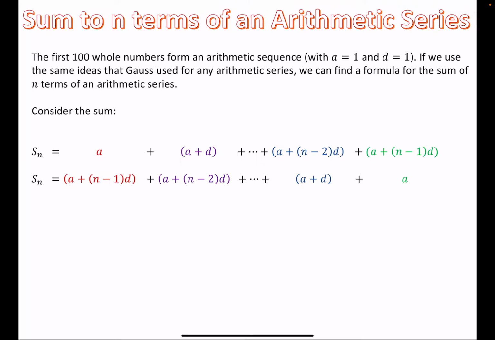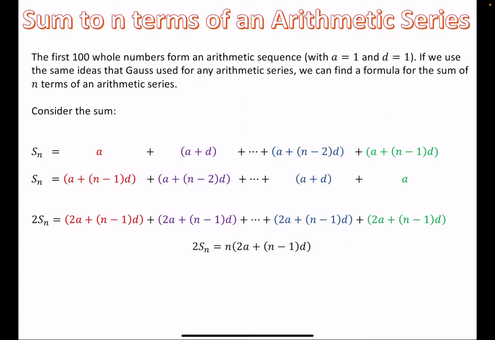In the same way that Gauss did, we can reverse that, and it would look like this. In which case double the sum of the series would equal those two added together, which you can hopefully see is 2a plus n minus 1 times d in each case. And obviously we have n amount of them, so to add them all together, we have n times that expression, 2a plus n minus 1 times d, in which case the sum of an arithmetic series is equal to a half of all of that: half of n times 2a plus n minus 1 times d.